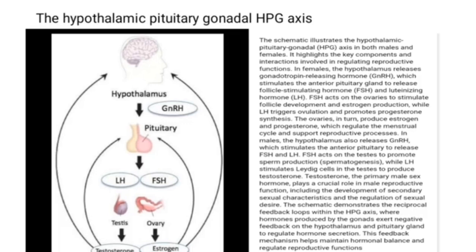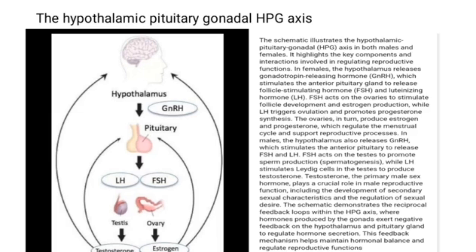How is it regulated? Simply, when there is excess estrogen and progesterone, there will be a negative feedback to the pituitary to stop the release of LH and FSH, and also to the hypothalamus to stop the release of GnRH. But in that of male, the testosterone will send feedback, and inhibin and testosterone are produced, so they will send feedback to both the pituitary and hypothalamus to stop further production of LH and FSH, and the whole situation will come back to normal.